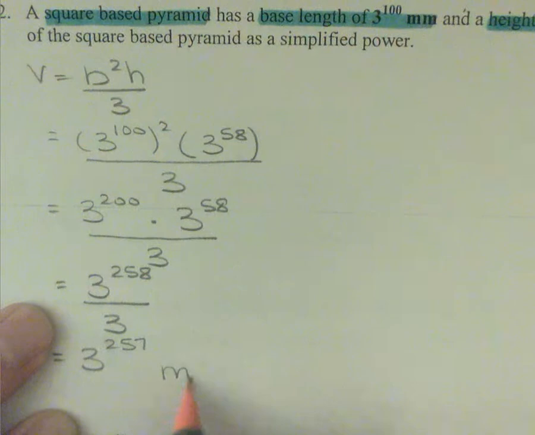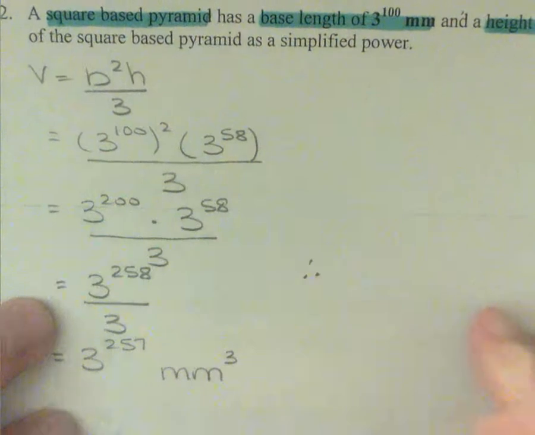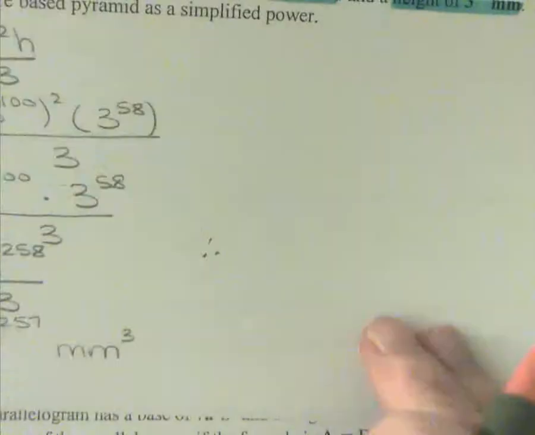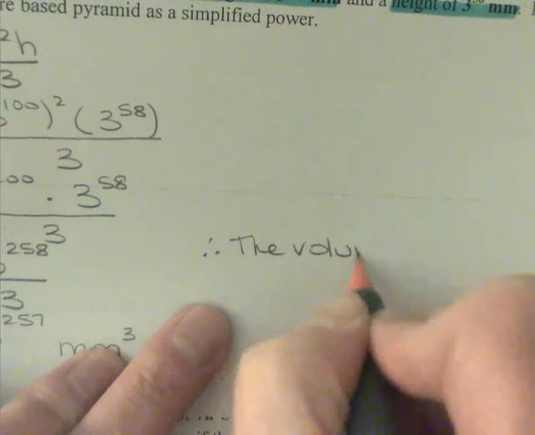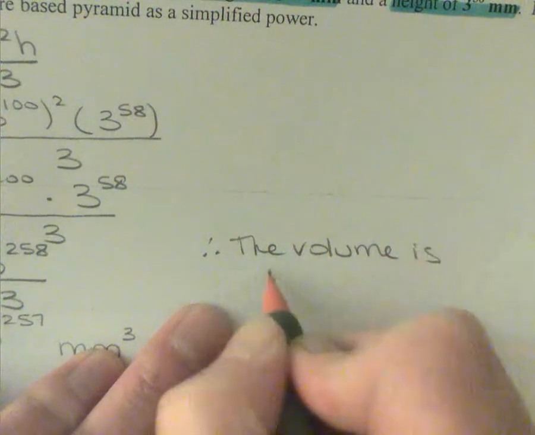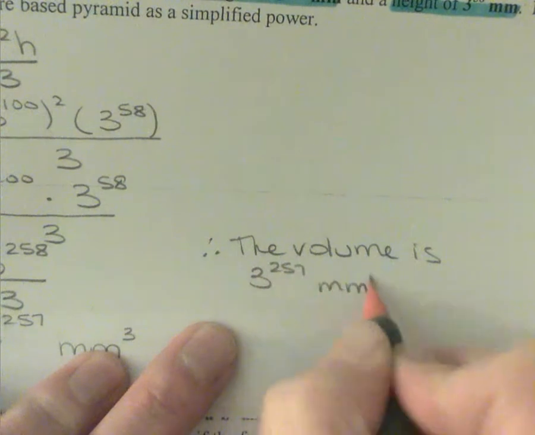And that would be millimeters cubed. So I can say, therefore, the volume is 3 to the power of 257 millimeters cubed.